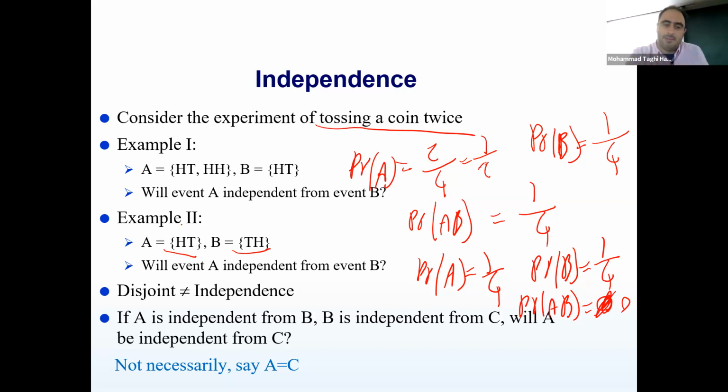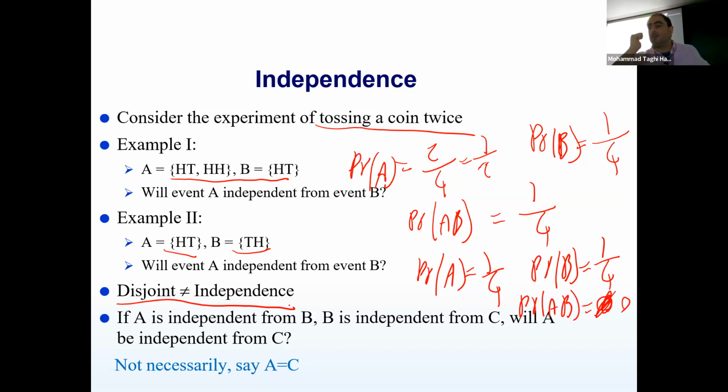Now, why is this example important? You see, here we have this one. A and B here were not disjoint. They had an intersection, correct? As I mentioned, they are disjoint if there is no intersection. Somehow we say distinct. Distinct means not equal. Disjoint means there is no intersection. So in this case, they were not disjoint. They had an intersection, and A and B were not independent. Here, in this case, A and B were disjoint. But still, event A is not independent of B. So essentially disjointness does not mean independence.